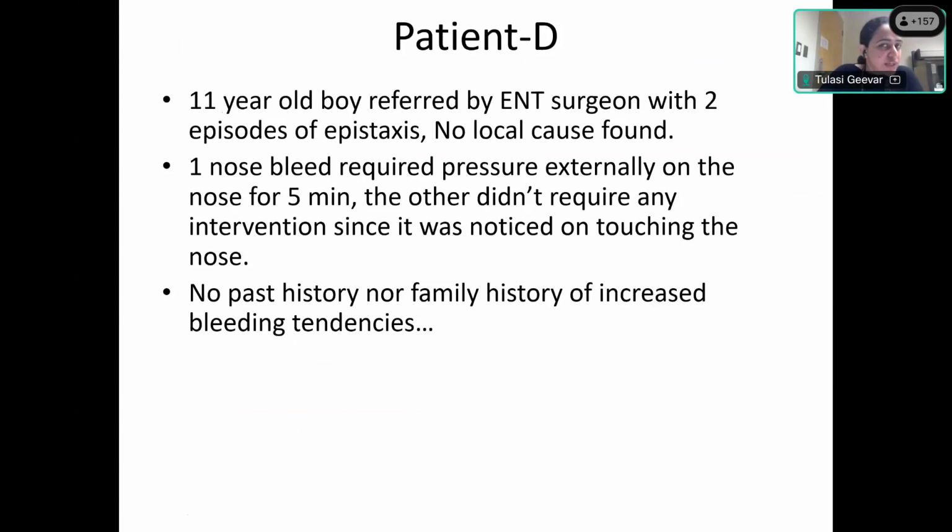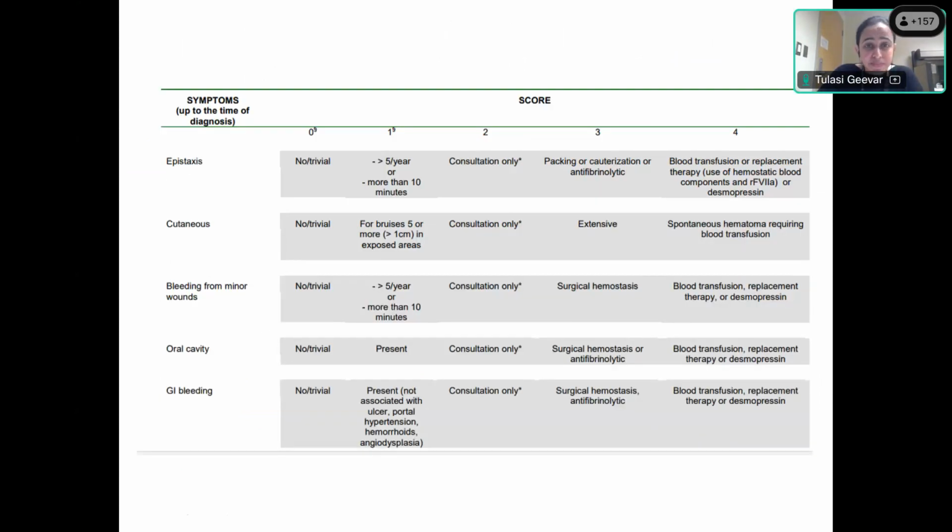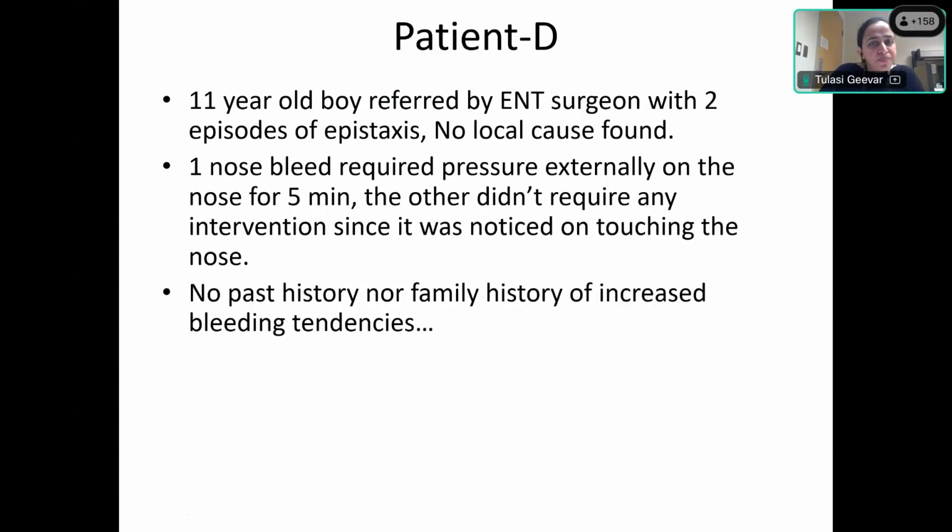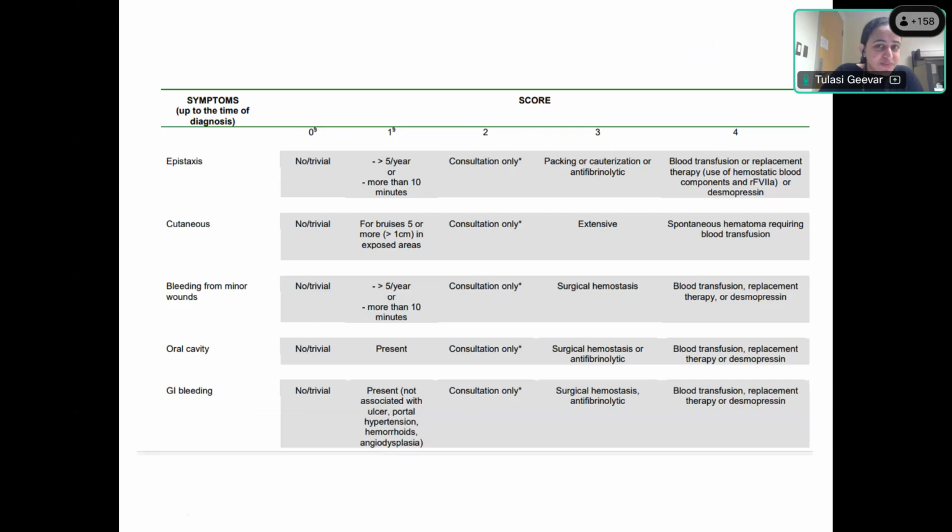So let's try to calculate the bleeding score for this patient. He has 2 episodes of epistaxis. So what would be the score for this patient? His episodes are not more than 5 per year, and do not last more than 10 minutes. But he has consulted an ENT doctor for that. So it's a consultation, so it might be a score of 2 for that.